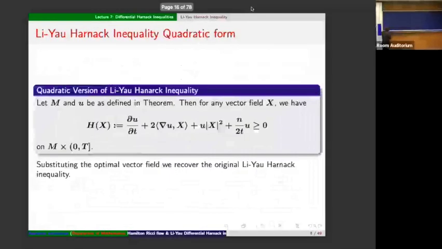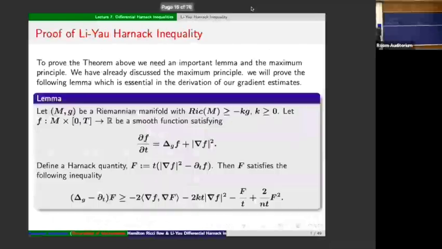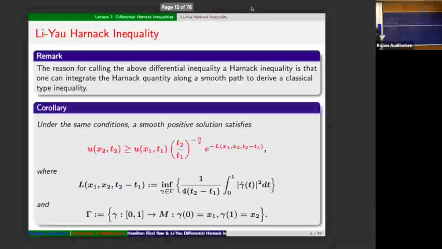Let's see how L is written in that sense. If we are on the Euclidean space, R^n, how do we write L? L is just a straight line if it is not a curved space.